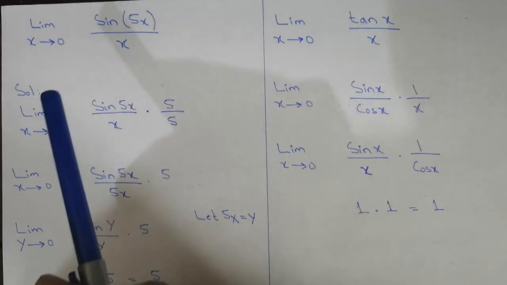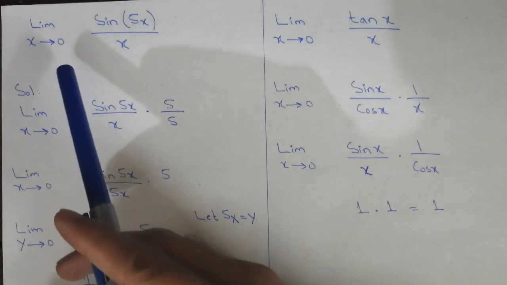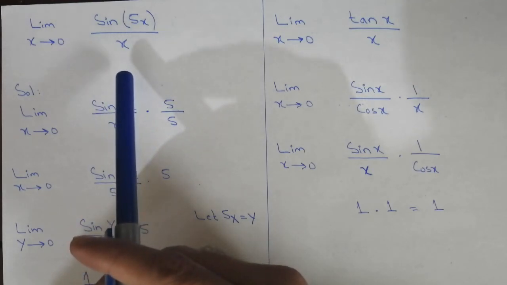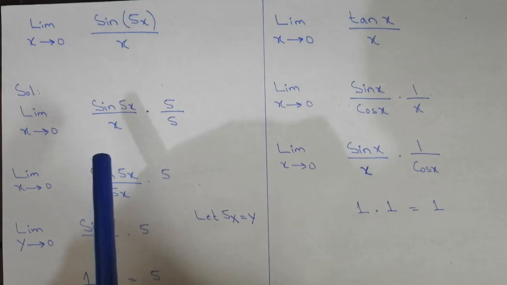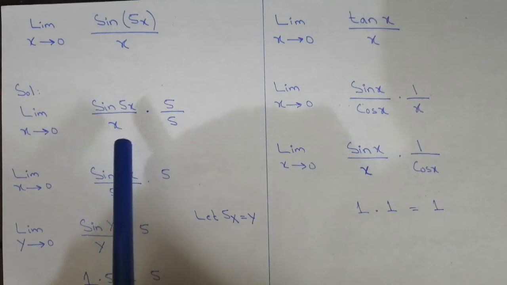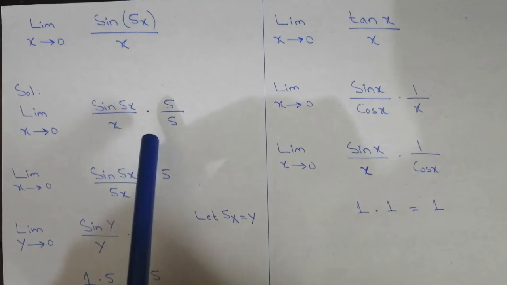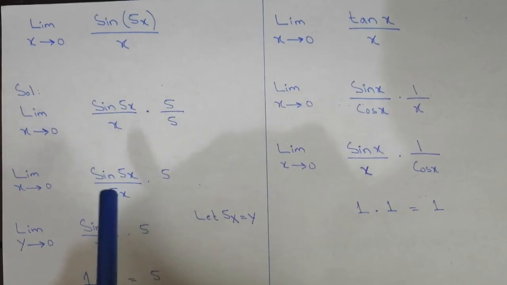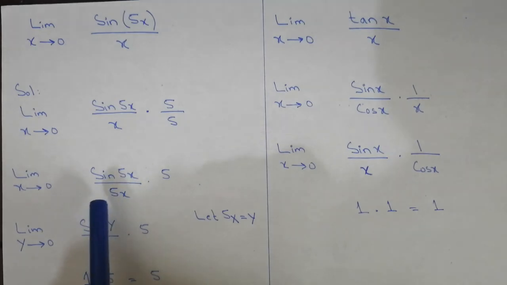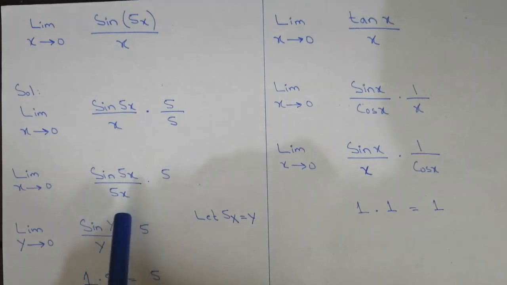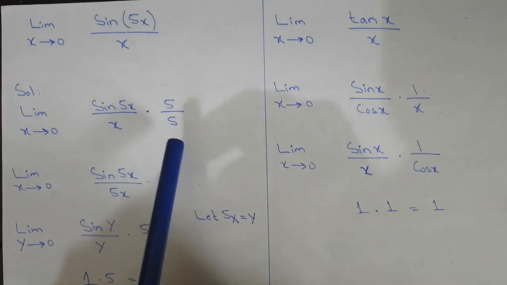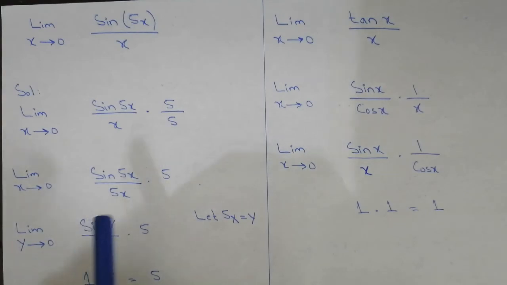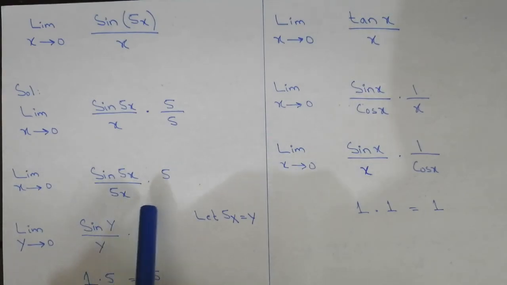Now here we have another question. Limit x approaches 0 of sine 5x divided by x. So first of all, if we multiply and divide it by 5, then we can write it as sine 5x divided by 5x into 5, if we place 5 over here. Again, sine 5x divided by 5x into 5.